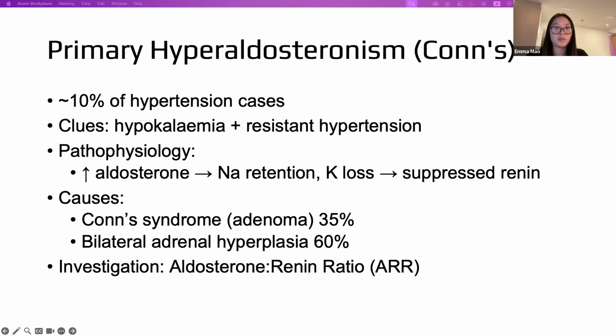We have primary aldosteronism, which causes around 10% of hypertension cases. So if they have hypokalemia and also resistant hypertension, so not responding to treatment, then you need to think about hyperaldosteronism. So Conn syndrome, which is an adenoma releasing aldosterone, and then bilateral adrenal hyperplasia. The key investigation here is the aldosterone-renin ratio. That's often a question.